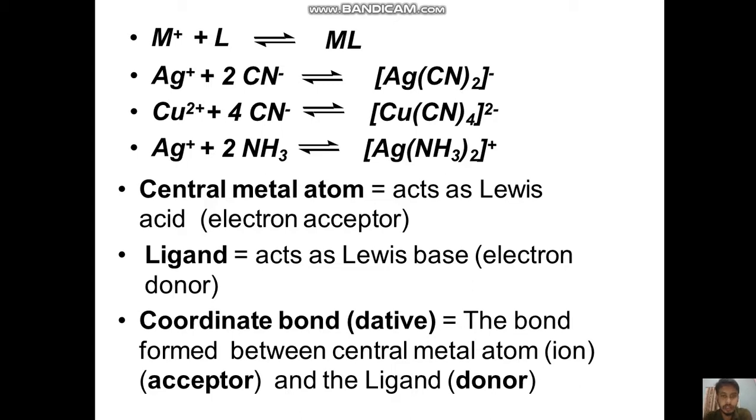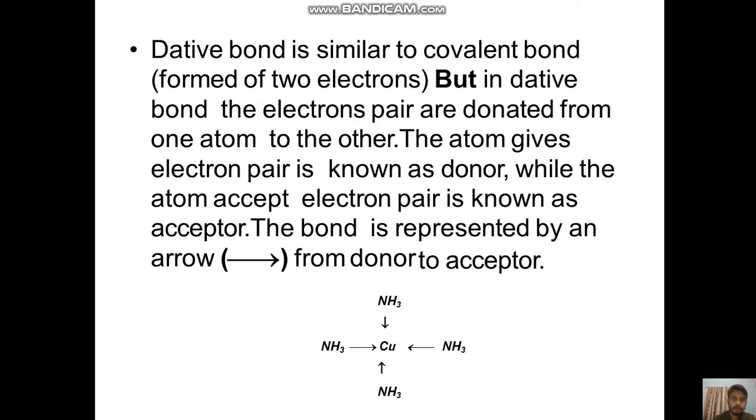And the central metal atom acts as a Lewis acid. Lewis acid means electron acceptor. Then ligands, what are the ligands? They act as a Lewis base, that is, electron donor. And the coordinate bond, that is dative, is the bond formed between the central metal atom, that is the acceptor, and a ligand, that is the donor.